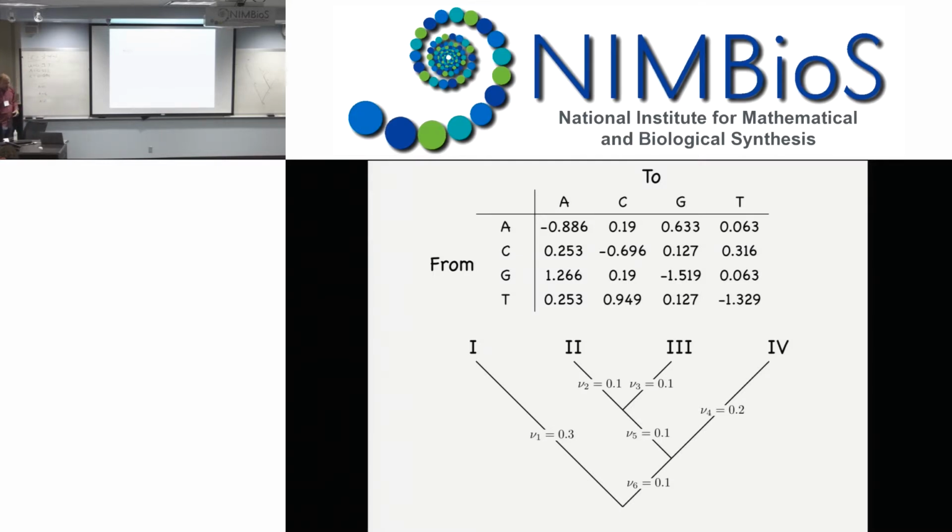What's the probability it's an A to C change? Well, it's an A to C change with probability 0.19 divided by 0.886, right? It's an A to G change with probability 0.633 divided by 0.886, and it's a change to a T with probability 0.063 divided by 0.886, right? Just read that from the rate matrix. Now we have to do the division. This is more tedious, but we have 0.19 divided by 0.886 equals 0.21.